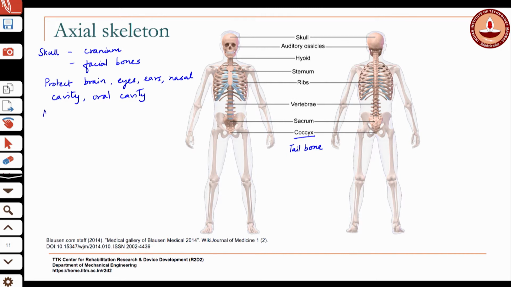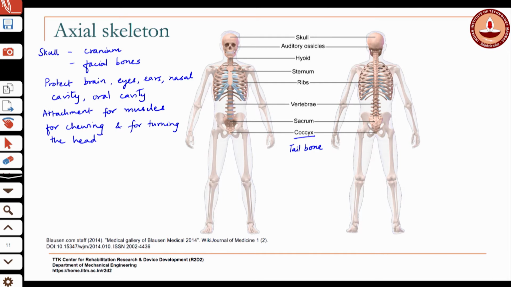And it also provides, like we saw, the skeletal system provides the point of attachment for various muscles. So, the skull provides attachment for muscles that are responsible for chewing. So, for nutrition, because we have to chew our food, so for chewing and for turning the head. So, the skull provides the points of attachment for these muscles for moving the head.